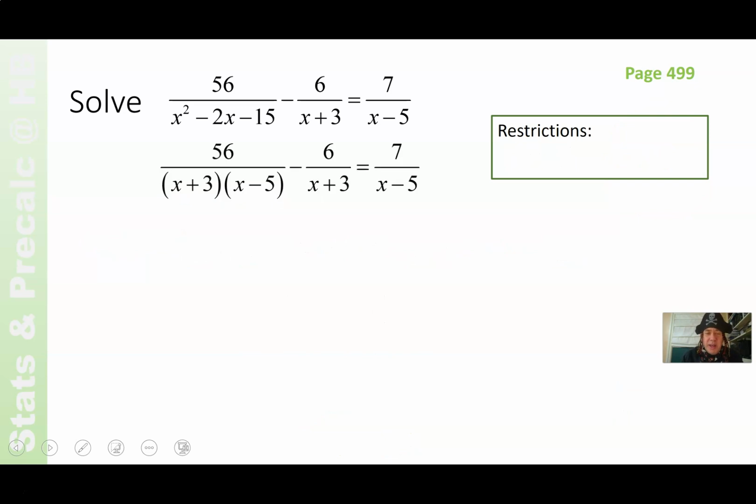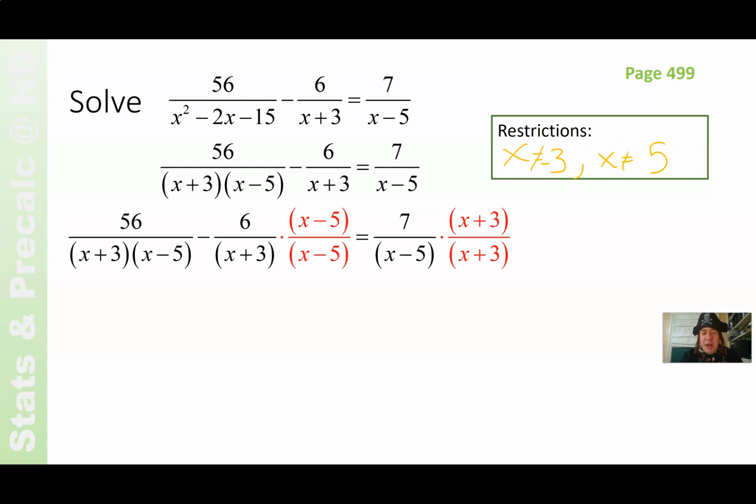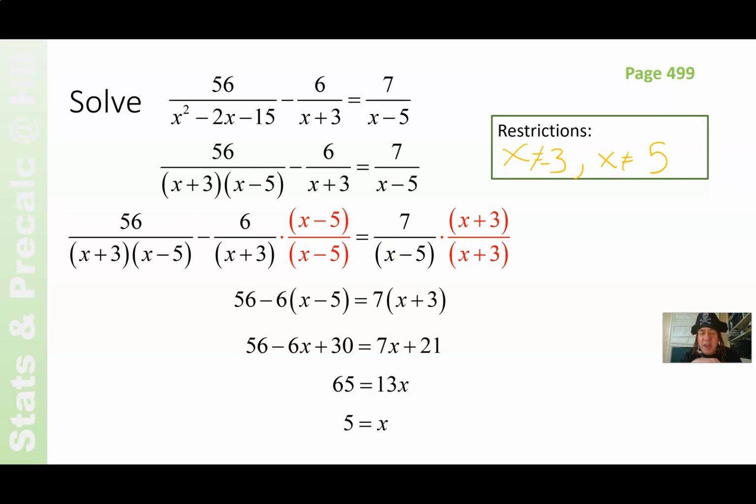Again, start out by factoring. Write your restrictions. x cannot be negative 3, and x cannot be 5. Get your common denominator. We already have the x plus 3 and x minus 5 together on the 56. The second term requires an x minus 5. The term on the right-hand side requires the x plus 3. Linear equations, solve it down. x is 5. It's the same thing. And once you get to this point on both of them, it's always the same. So again, we have x equals 5, but we were restricting it. x cannot be 5. No solution.